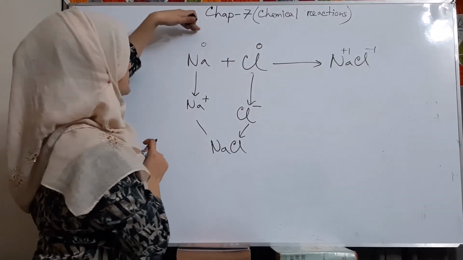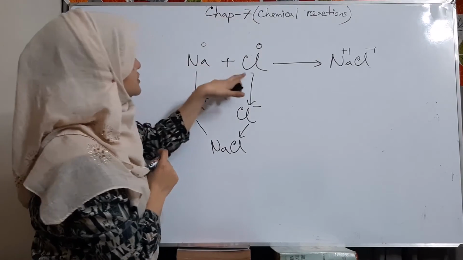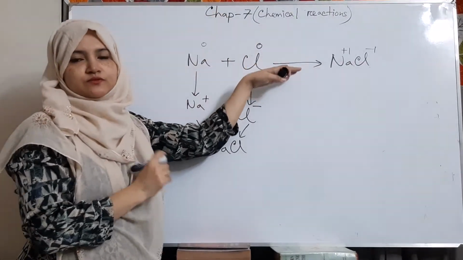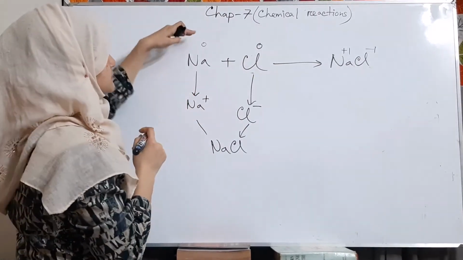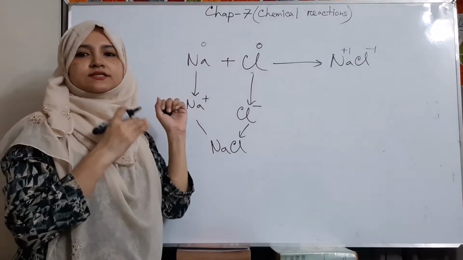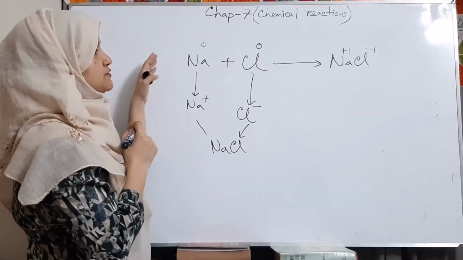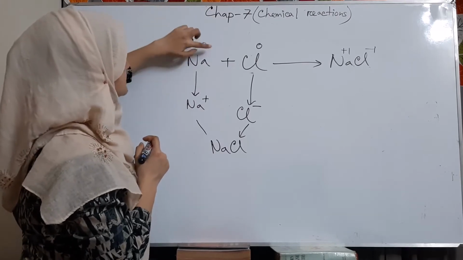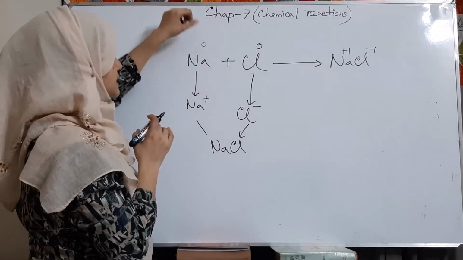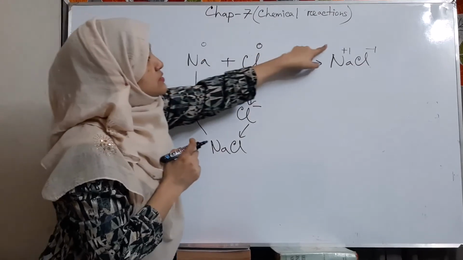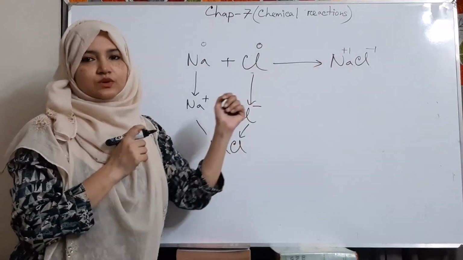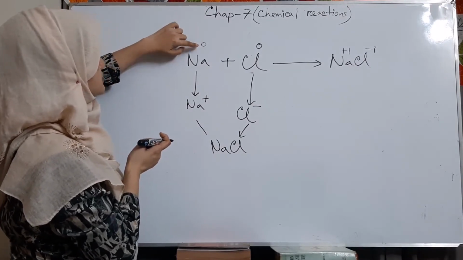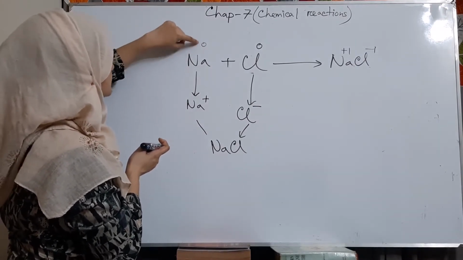Look at these numbers that I have written above the symbols of the atoms. These are called oxidation numbers. Very important terms for you. These oxidation numbers give us information about what is happening with the electrons of these atoms, and the charges. What is happening with the charges?